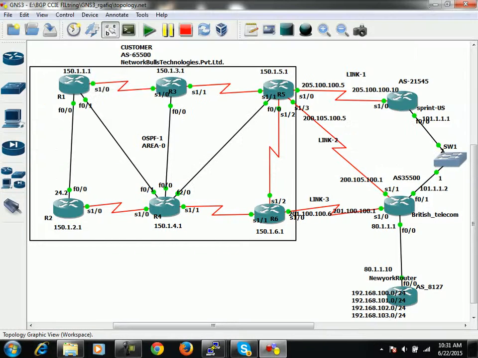And right now we have advertised prefixes into BGP on the New York router only. I'm not advertising any other prefix on any other router right now. So only on the New York router I have advertised all these 4 prefixes, which are 100.0/24, 101.0/24, 102.0/24, as well as 103.0/24. Have you understood it now? Yes. Sure.